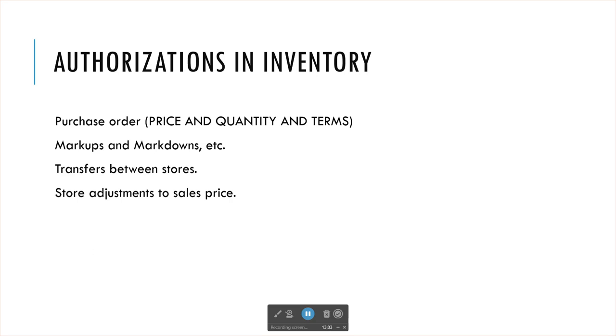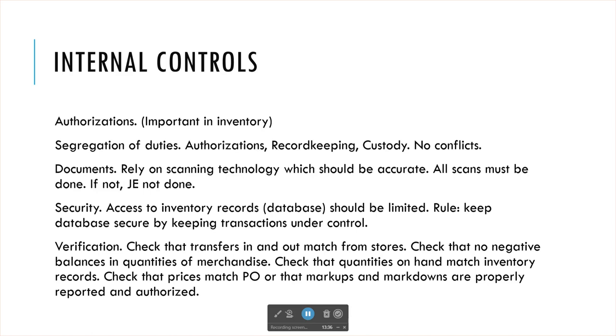The transfers between stores, you really want to limit this, because if you transfer merchandise between stores, what do you incur? You incur freight charges. So you've cut into your profits right there. The store adjustments to sales price, this varies within retailers, whether they're going to let their assistant managers handle it, whether they'll let their clerks handle it, how all of it is handled. But you should have some authorizations there, because that is an area where fraud can occur. So authorizations then are important in inventory.